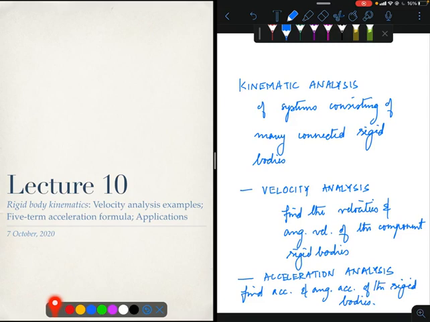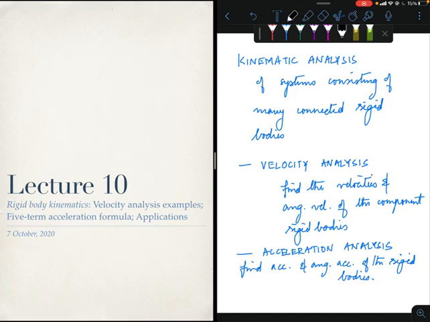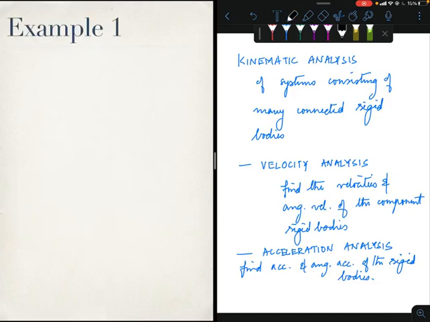So in this lecture we take the first step and we do the velocity analysis. We see how that is done, and in the subsequent lecture we will do the acceleration analysis. So let's begin. The best way to understand velocity analysis is to do it through examples, and I will do 2 examples and I will encourage you to do many more.